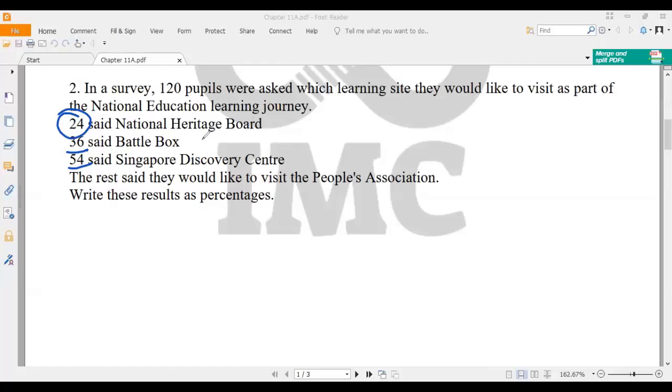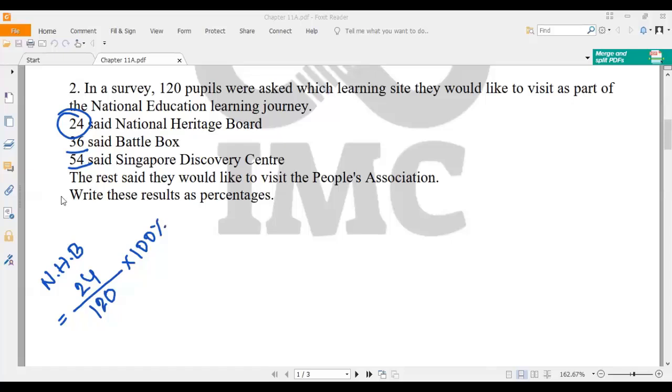So here, in a similar way, "is" by "of" into 100%. We will use this formula to understand this one. So what about the percent of National Heritage Board? So for National Heritage Board, the percentage will be how many persons want to go to National Heritage Board? That is 24. What is the total? Total pupils, that is 120. So 24 divided by 120 multiplied by 100%.